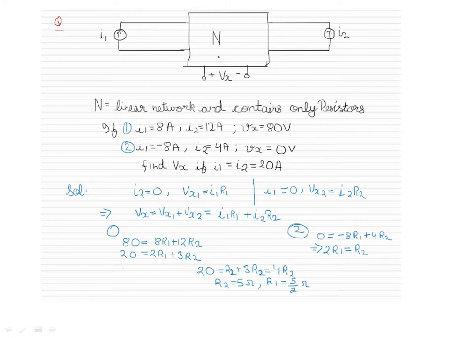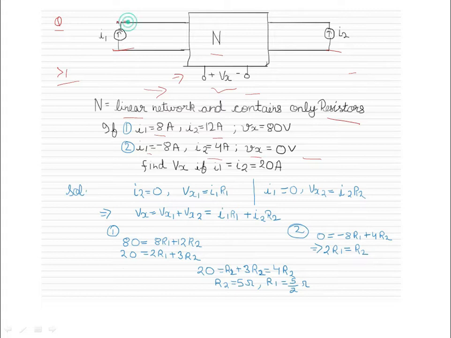There is this network N, which is a linear network and contains only resistors. And here we have two current sources, meaning more than one, so we can apply the superposition theorem in this question. Here it is given that for these values of I1 and I2, Vx is 80, and for these values of I1 and I2, Vx is 0 volt. You have to find this voltage Vx when I1 and I2 are 20 ampere.